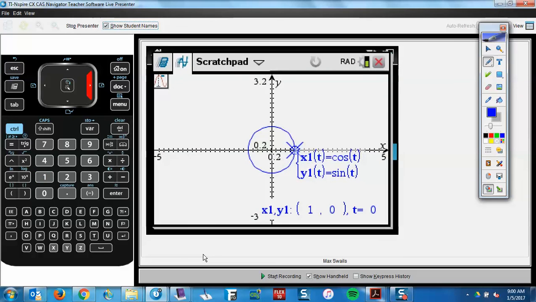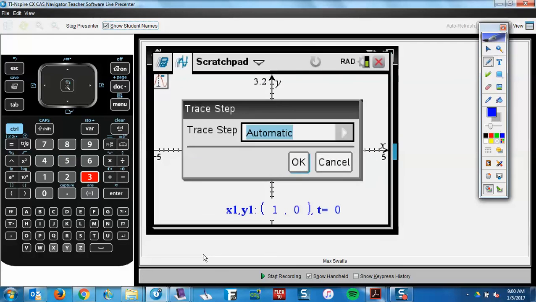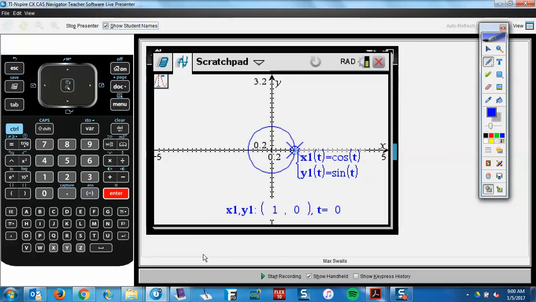His T step is not doing anything now. It goes all the way around. Were you hitting the left arrow there? It is 0 and 6. So, I don't know. That's just weird. Go to trace one more time. Let's try this. You guys go to trace, go to trace step. Is yours on automatic? Yeah, see, that's what his is. I'm not sure what's going on.